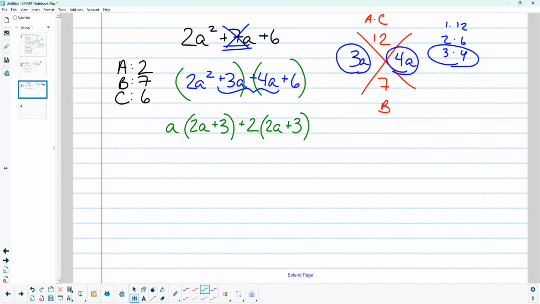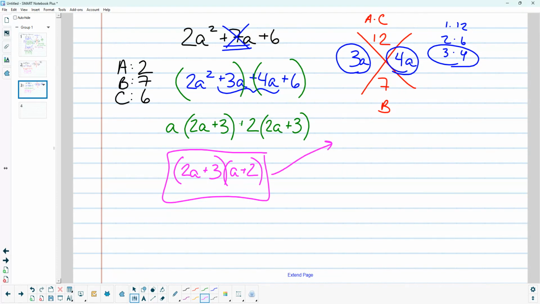And then this will look like 2A plus 3 times a plus 2. Okay, and let's talk real fast about how we can check this.